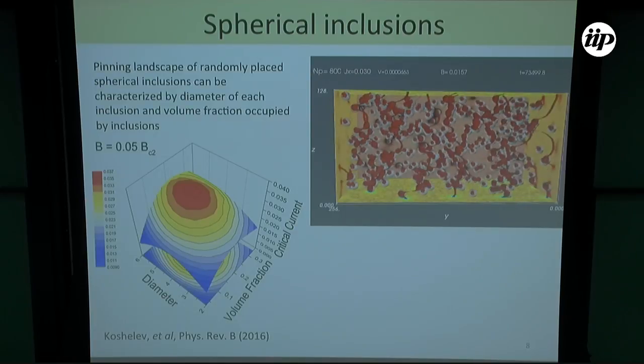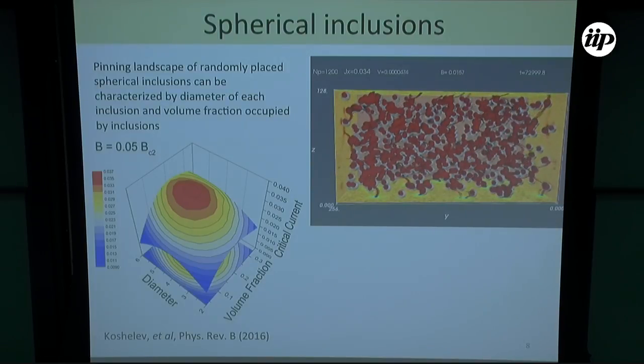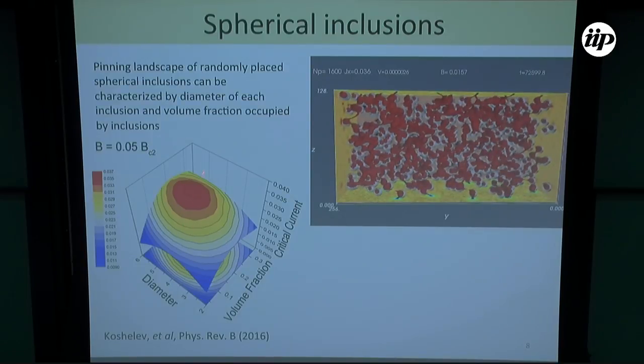This is vortex dynamics in the landscape made of monodispersed spherical particles. And obviously this landscape, so this is randomly placed particles, can be characterized just by two parameters. The first parameter is the diameter of each particle, the second one is the concentration of the particles, or, for different reasons, it's better to use the volume fraction occupied by these particles.